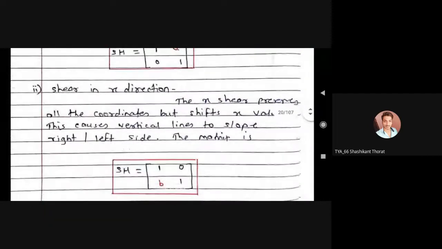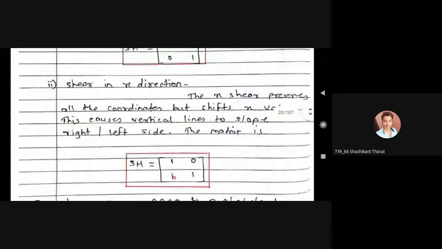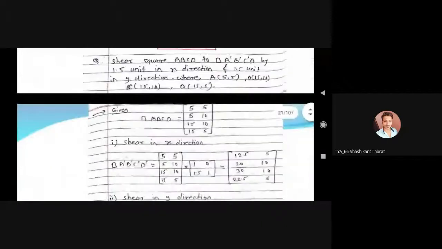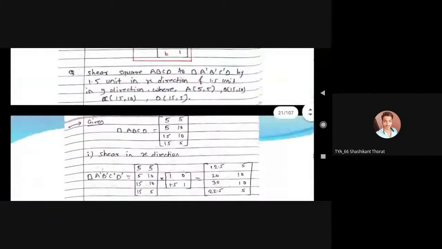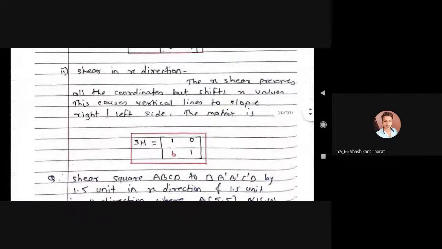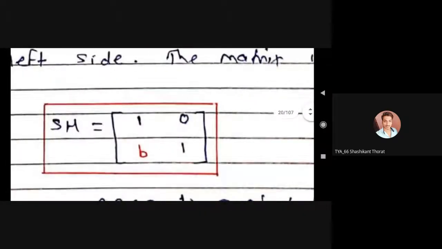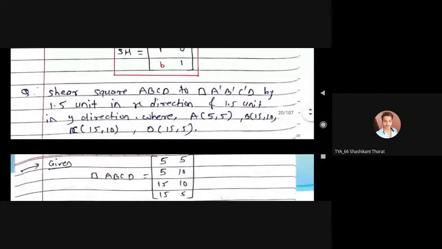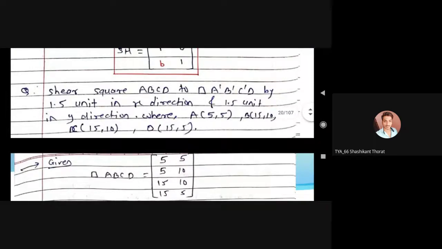That means what did they ask? If it is shear in x direction, then put the value here in B, and if it is shear in y direction, then put the value of A. Okay, so the given matrix is what they have asked. Now shear in x direction. So what is the formula for shear in x direction? Here we are studying that shear in x direction is 1, 0, B, 1. Okay, so write down that formula 1, 0, B, 1. So what is the value for B? In the given problem they have given 1.5 unit in x direction, so they gave the value of B. So put the B value instead of A: 1, 0, 1.5, 1.